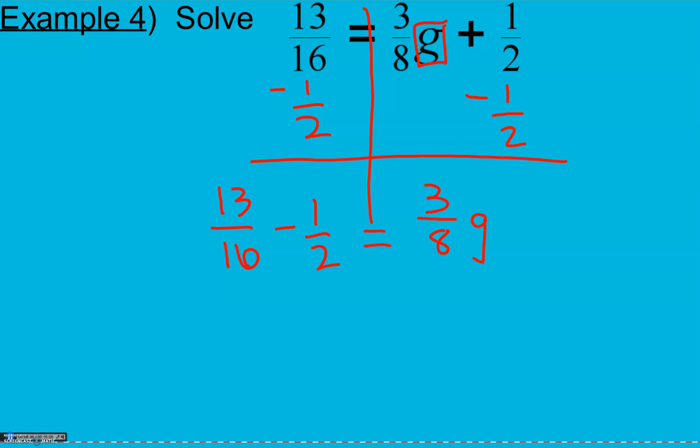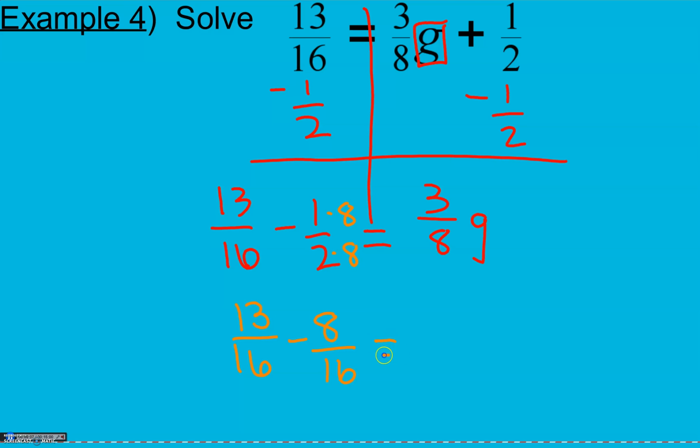Now I need to get a common denominator here. Between 16 and 2 it is 16. So I'm going to change them both to be 16. My first fraction, 13 over 16, I don't have to do anything to. I already have that common denominator. But to make it go from a 2 to a 16, I have to multiply by 8. If I change my denominator, I also have to change my numerator.